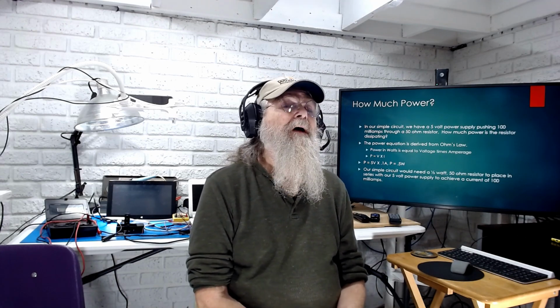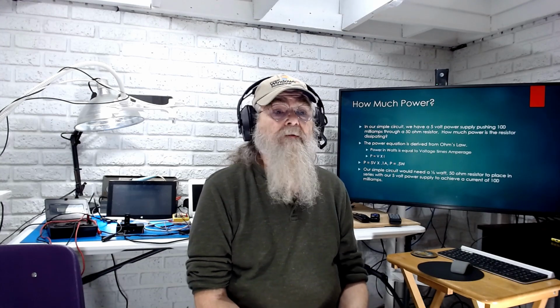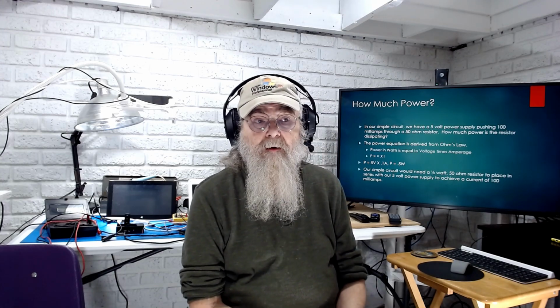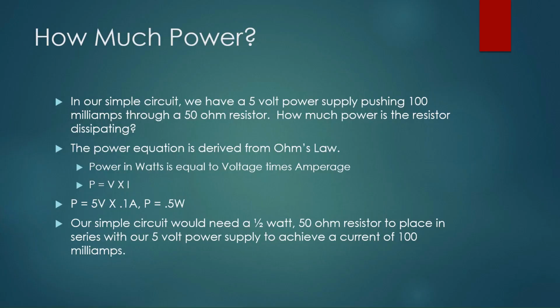So now we know we have a 50 ohm resistor limiting current to 100 milliamps on our 5 volt circuit. So how much power does the resistor have to dissipate? The power equation is derived from Ohm's law, and power in watts is equal to voltage times amperage. That is, P is equal to V times I.